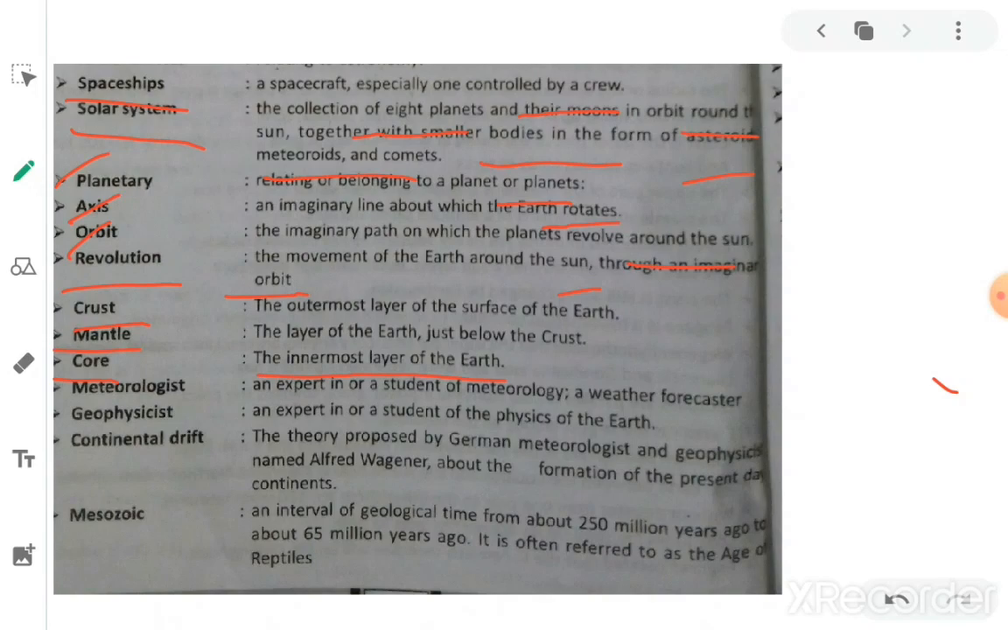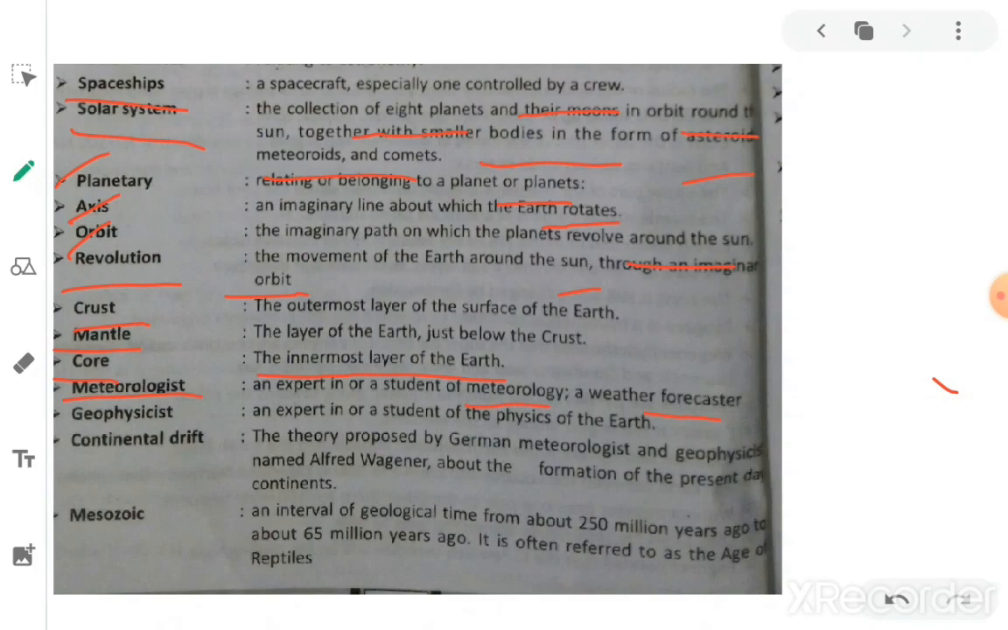Next, meteorologist, an expert. A meteorologist means an expert in or a student of meteorology, a weather forecaster. Weather forecaster means weather reports. Every time we are listening on TVs about the weather, especially in monsoon seasons. So they forecast the weather, they say about the weather. They study the weather. They are called as meteorologists, and the study of weather, the course, is known as meteorology.